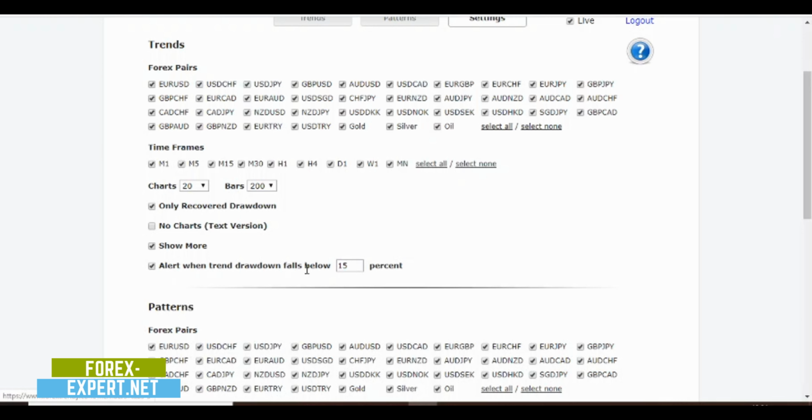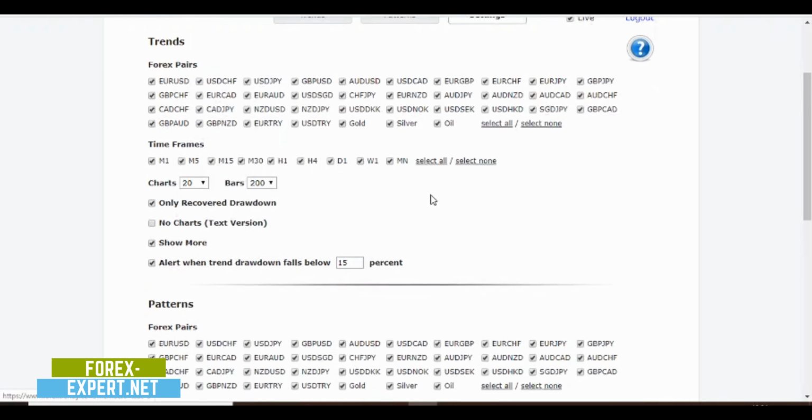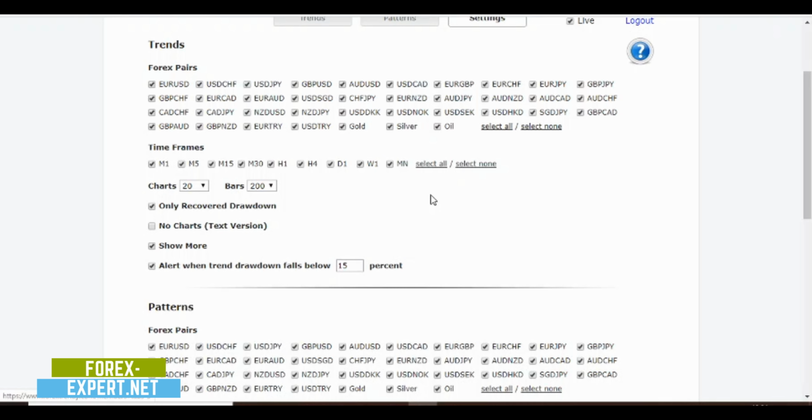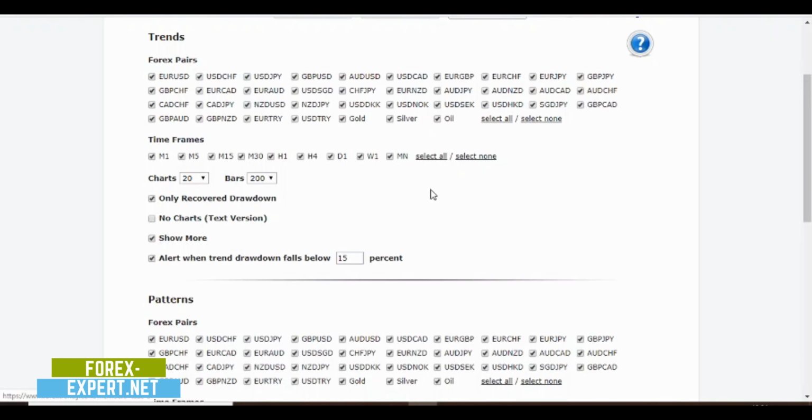Alert me when the drawdown falls below, for example, 15%. I don't like to follow trends with a drawdown bigger than 20%, 18%, but it's up to you guys.